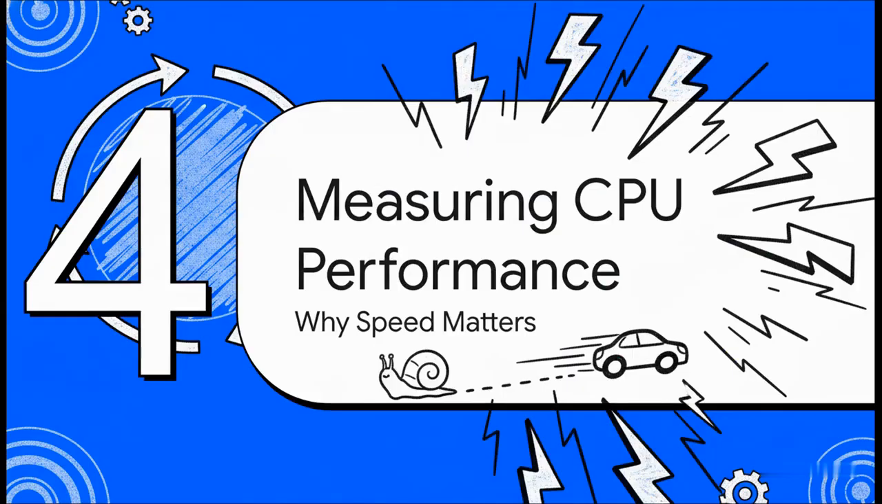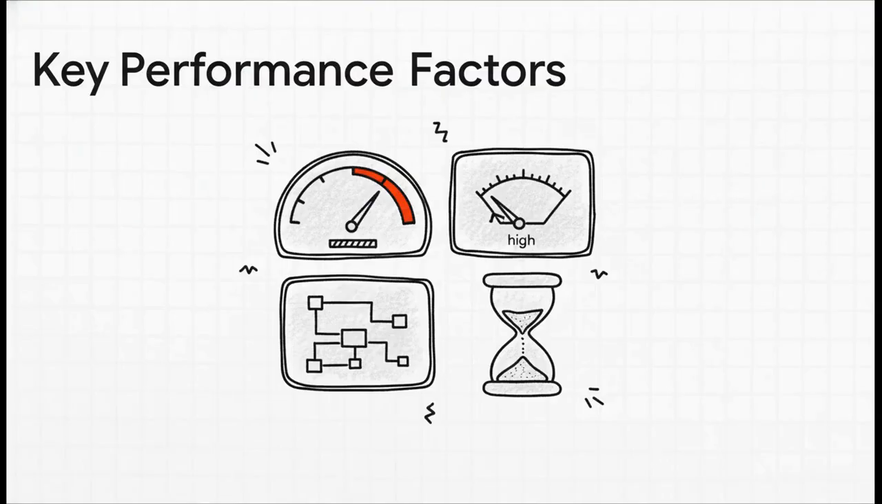Which brings us to our last big topic. How do we actually measure how good a CPU is at doing all this? We all know some computers are faster than others, but what makes them faster? Let's talk about measuring CPU performance. So it really comes down to a few things. First, there's clock speed, which you've probably heard of. It's measured in gigahertz, and it's basically how many of those fetch, decode, execute cycles the CPU can churn through every second.